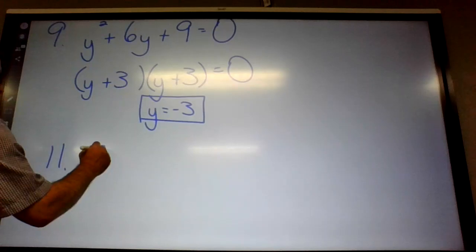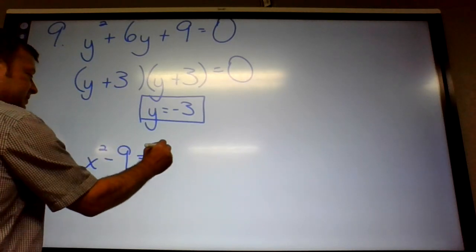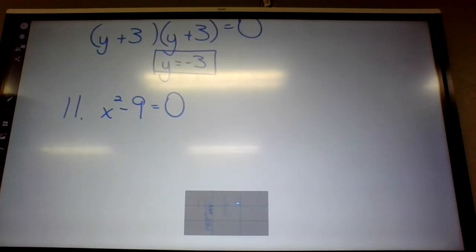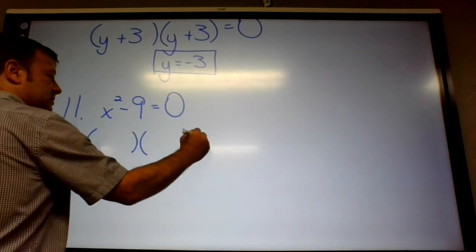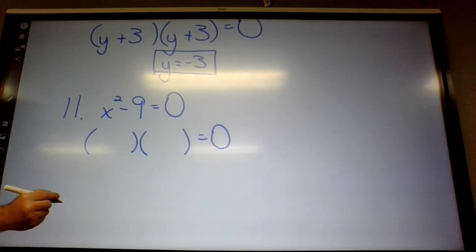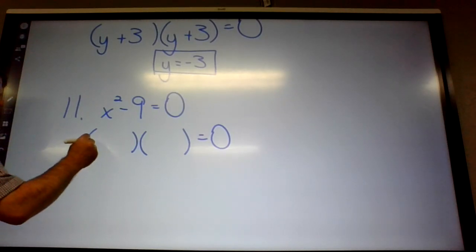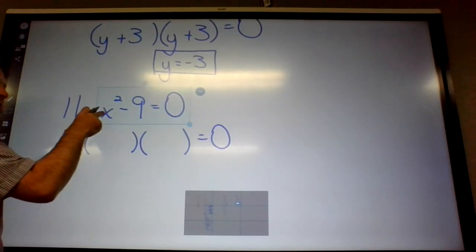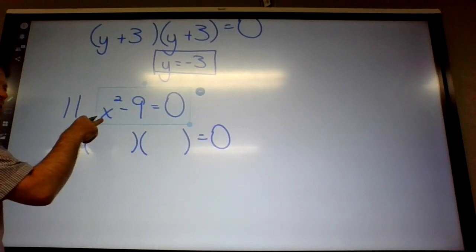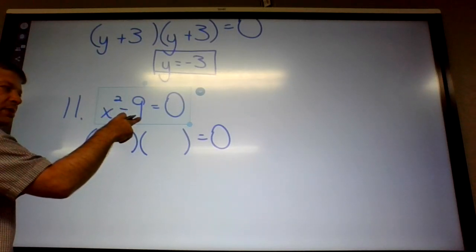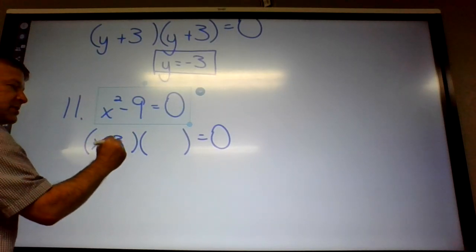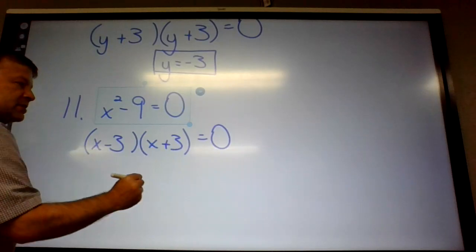Okay, number 11. Is it x minus 3 and then x plus 3? Do you guys remember square minus a square? So it's x minus 3 and x plus 3. Some of you remember. A square minus a square. A square is something that has a nice square root. The square root of this is x. The square root of this is 3. So they said x minus 3, x plus 3, which is correct.